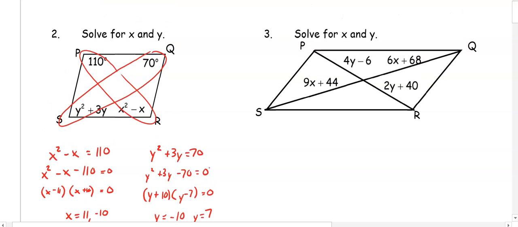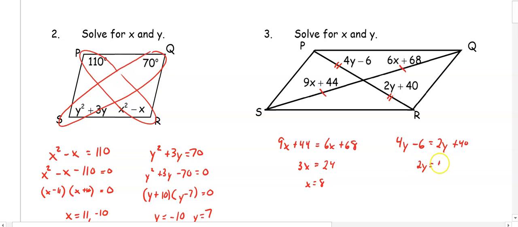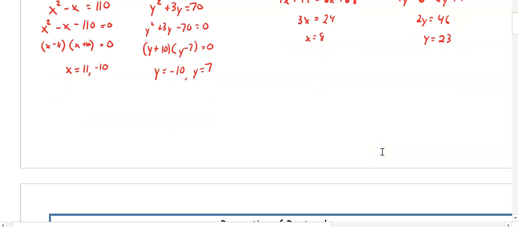In number 3, these are diagonals. So remember the property with diagonals is that the diagonals bisect each other. So we would have 9x plus 44 is equal to 6x plus 68. So we get 3x is equal to 24. When we divide, x is 8. We also have 4y minus 6 is equal to 2y plus 40. 2y is equal to 46. So y is 23.